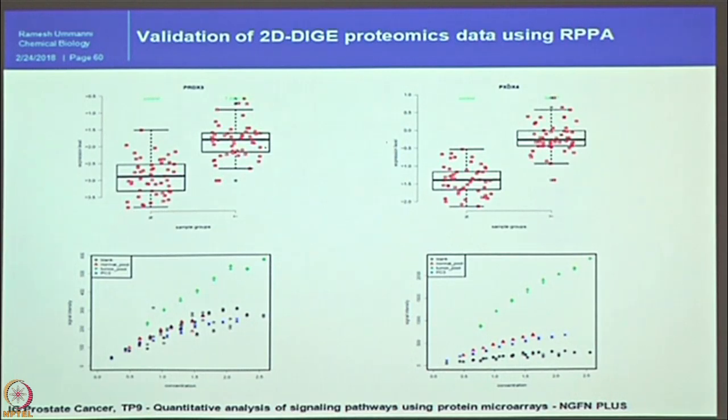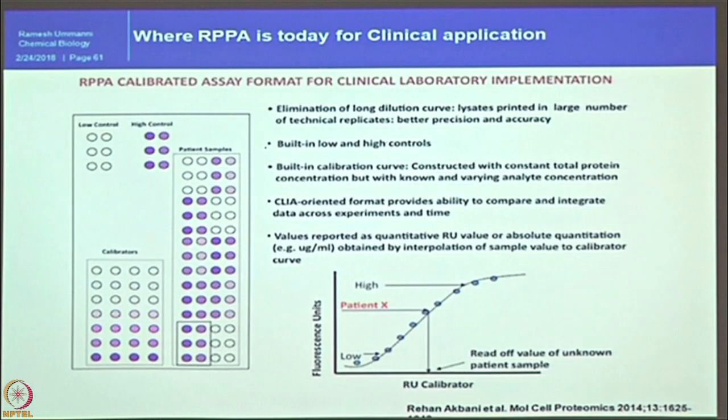We performed the validation of 10 proteins and still had 2-3 micrograms left over in the tube. So this is the power of RPPA we could use. Now, where are we standing today? As I said, at that time not many people were accepting that it can go into the clinic. So in 2014, at the RPPA consortium meeting, people were talking about how we can bring it.